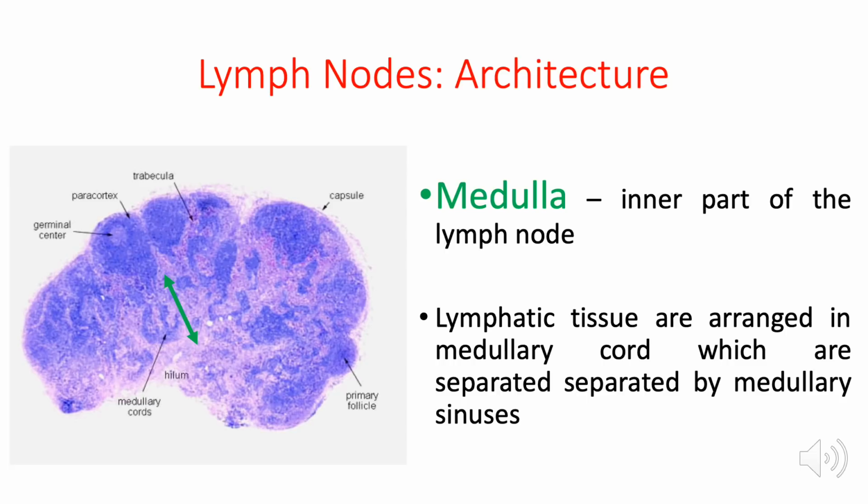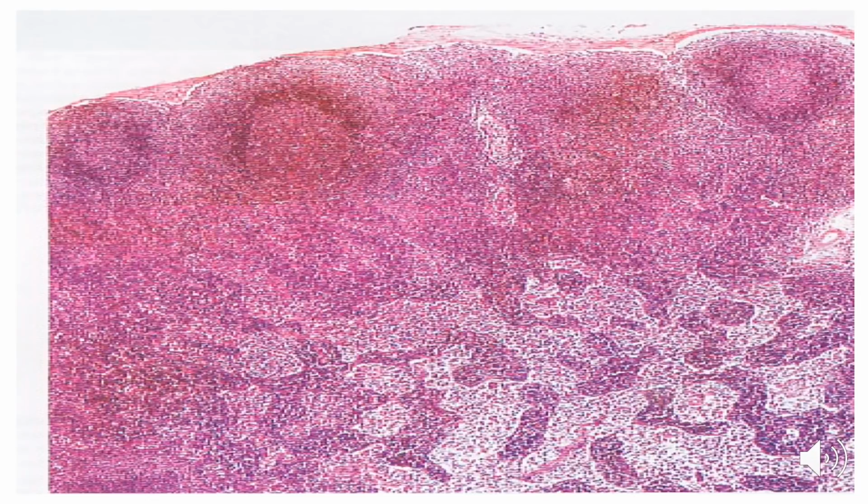Compared to the cortex, the medulla is light staining. And the tissues here are arranged in medullary cords separated by medullary sinuses. I will explain this one later on. The red arrow is showing us the whole cortical region of the lymph node. The green arrow is showing us the light staining medullary region. This is the superficial cortex. This is the deep cortex.